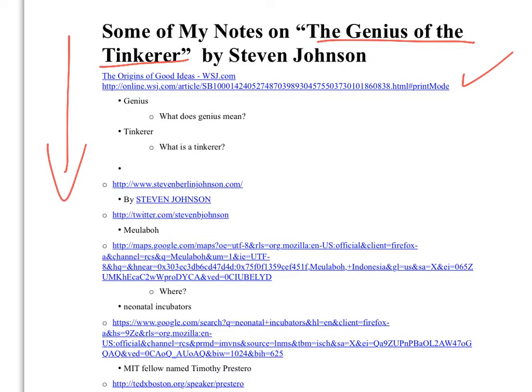And as I started to read the article, sometimes I had questions. Like, what does genius mean? What is a tinkerer? And they seem like obvious questions. Those are big questions that you need to consider at least for a minute. Maybe look up the word, get a feel for it.